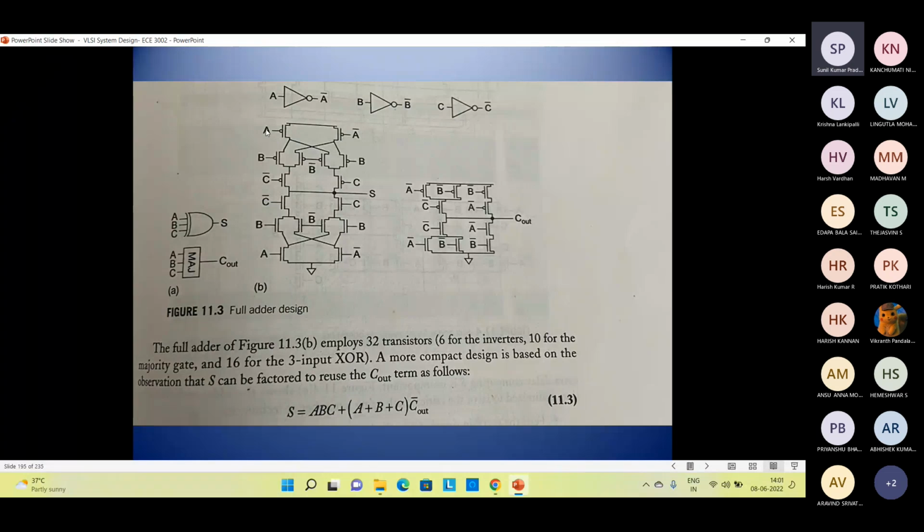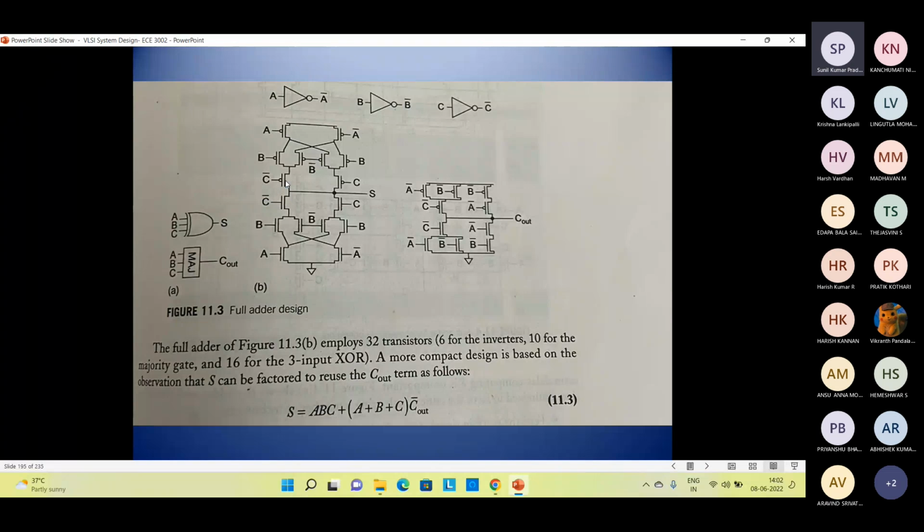So here, if you can see, this is A, and this is the PMOS, and this is A complement, which is another PMOS. So that is connected in parallel. And this is B, and this is B complement, and this is B, and this is another B complement. So this is another two PMOS. If you can see here, they are connected like this.